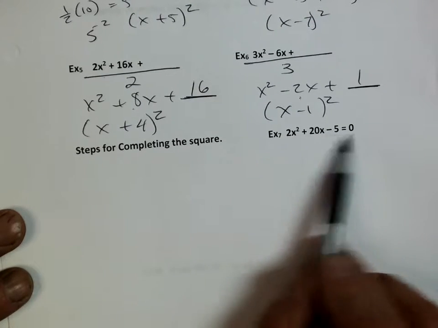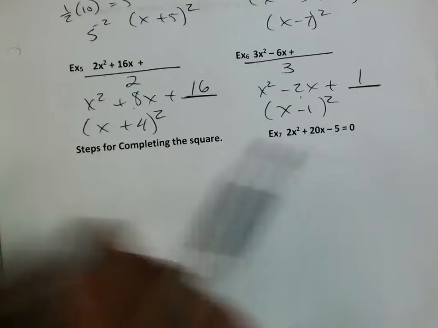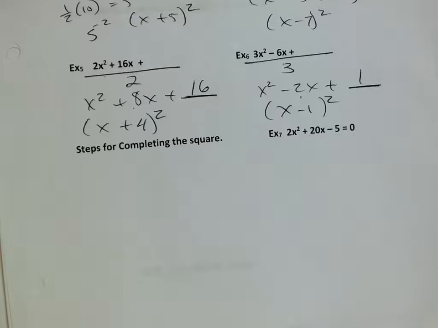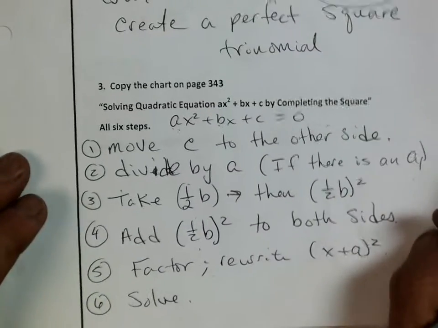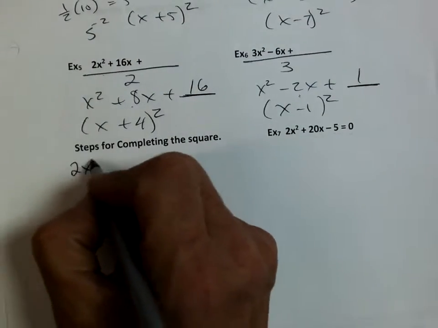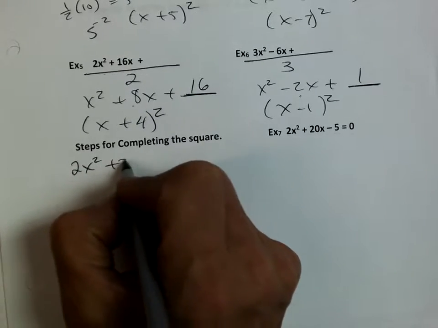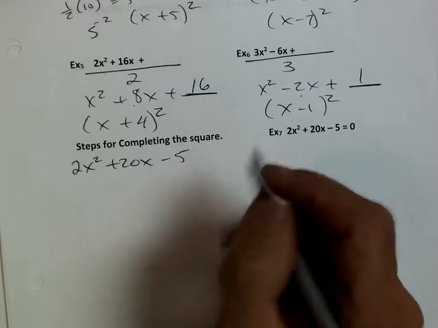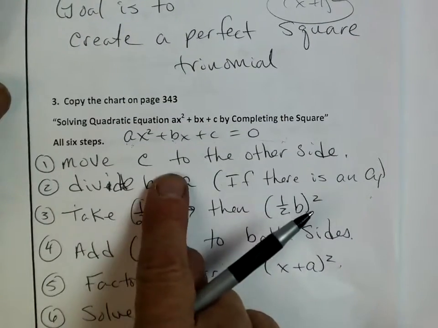So here's an example that is going to be difficult to solve, but let's use our reading notes and go through this step by step. Step 1: I've got 2x squared plus 20x minus 5 equals 0. Step 1 says to move c to the other side.